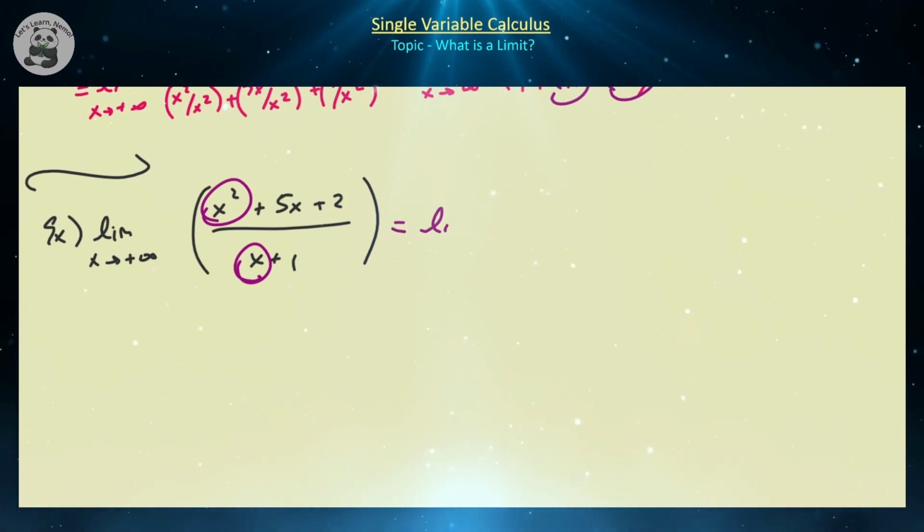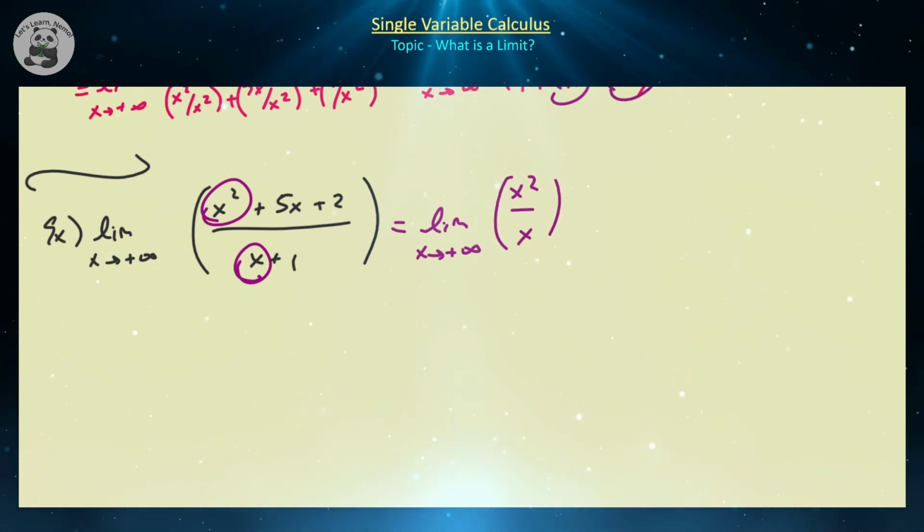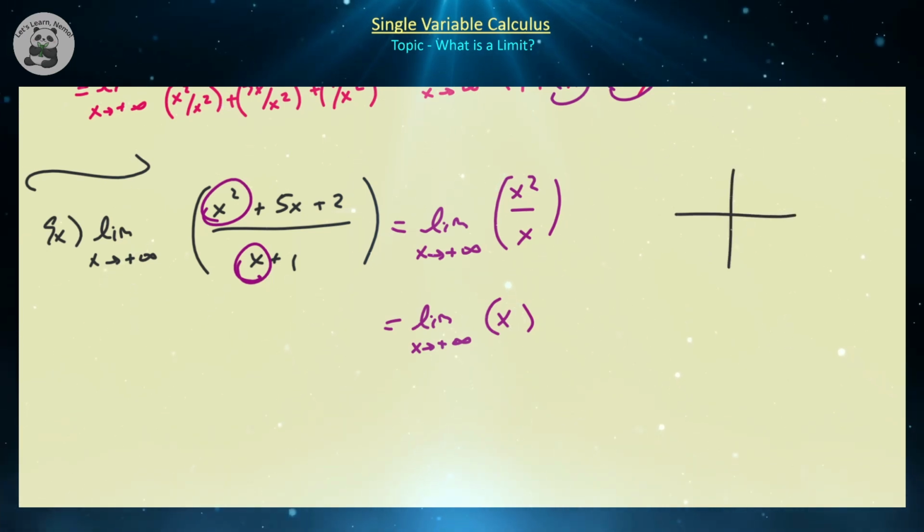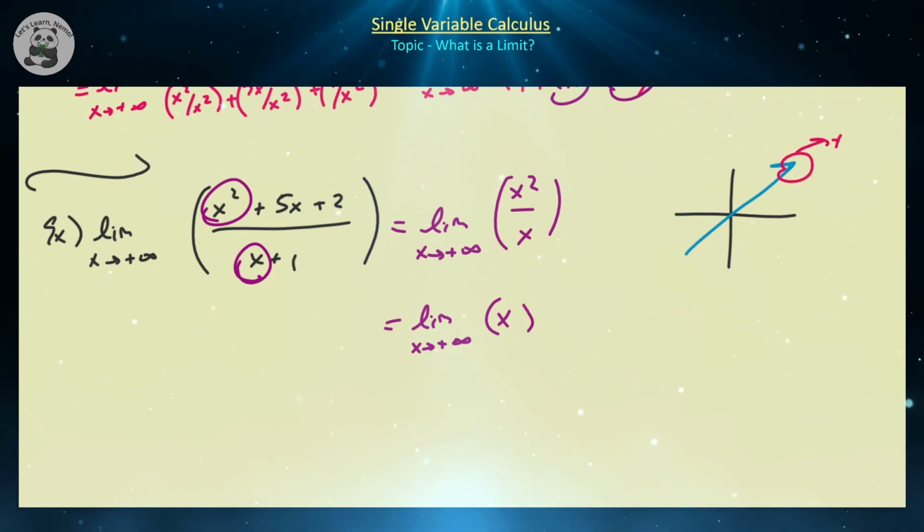So that's obviously going to be equal to the limit as x goes to positive infinity of x squared divided by x, which is going to be equal to the limit as x approaches positive infinity of just x. But what does that curve look like? So y is equal to x looks like this curve, and as x gets arbitrarily large, this gets arbitrarily large and goes to infinity too.